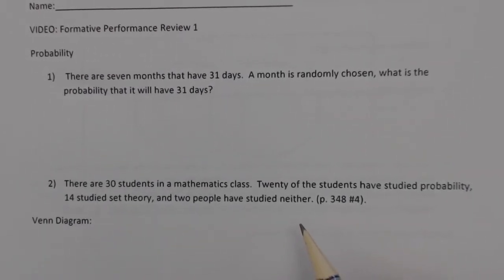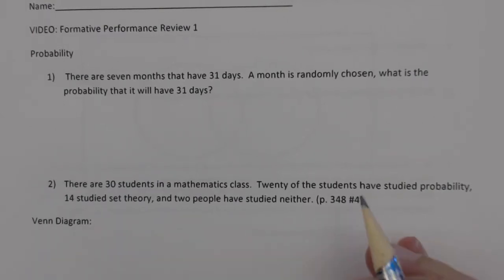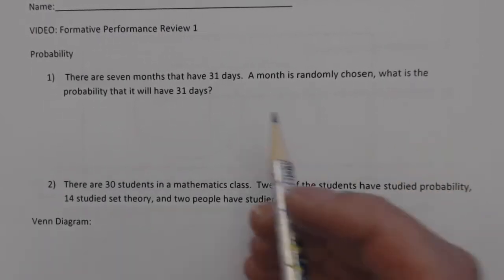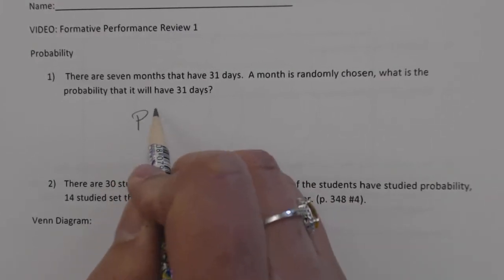So here we go. Number 1, there are 7 months that have 31 days. A month is randomly chosen. What is the probability that it will have 31 days? Now this is just a standard probability question. I want to make sure that you know how to set up a probability.